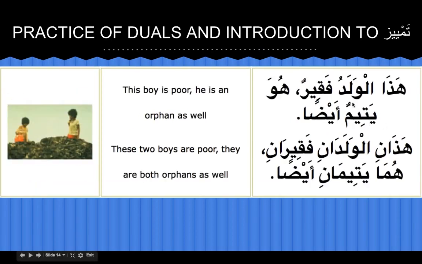Hadal waladu faqirun, this boy. Hadal waladu, this boy. What about this boy? Is faqirun, is poor. Huwa, and he yatimun aidan, and he is an orphan. Aidan means as well. He is an orphan as well. So if you want to make a dual sentence here, Hadanil waladani, these 2 boys are. Faqirun will become faqirani, are poor. Huma, they both are. Yatimani aidan, they both are orphans as well.